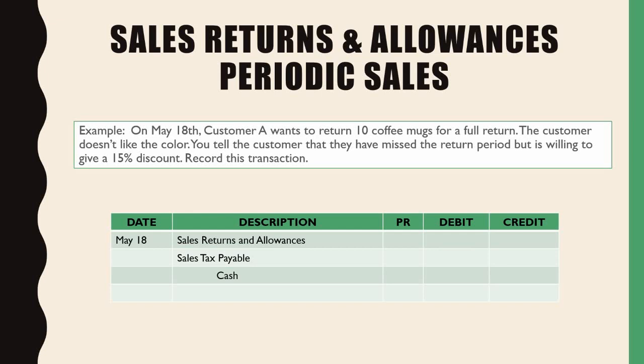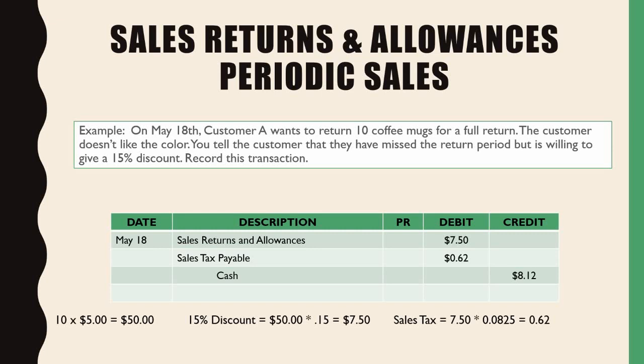If they're attempting to return 10 of those mugs for a full refund, which we originally charged $5 each, then you've got $50 worth of potential. That's the amount they want you to refund. But you're telling them that I'm only giving you 15% of it back. So you need to calculate $50 times the 15%, and that will be your total amount of the sales returns and allowances. So 10 times 5 is 50, and 15% of $50 is a total of $7.50.